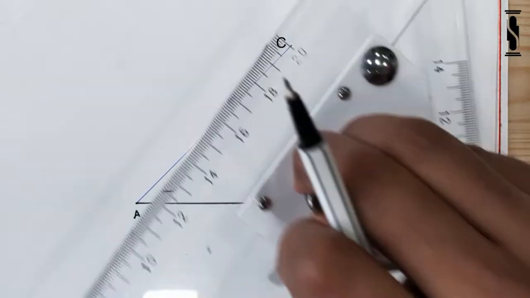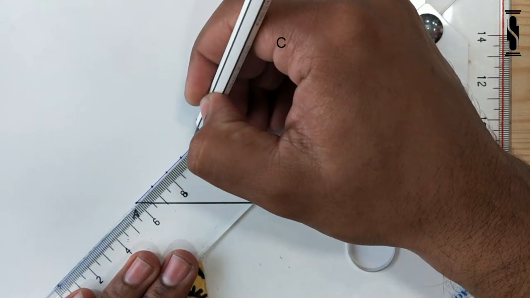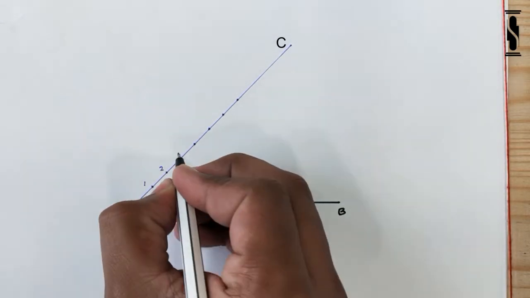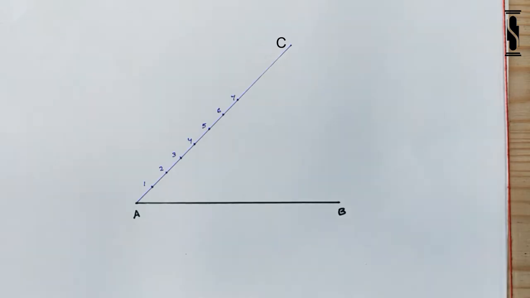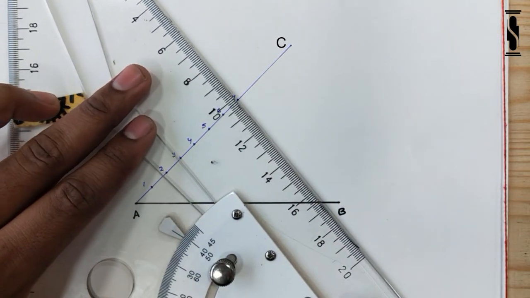Mark 7 equidistant points, at a distance of 1 cm, on the line AC, and mark them 1, 2, 3, 4, 5, 6, and 7. Draw a line 7B, adjusting the angle of the set square.